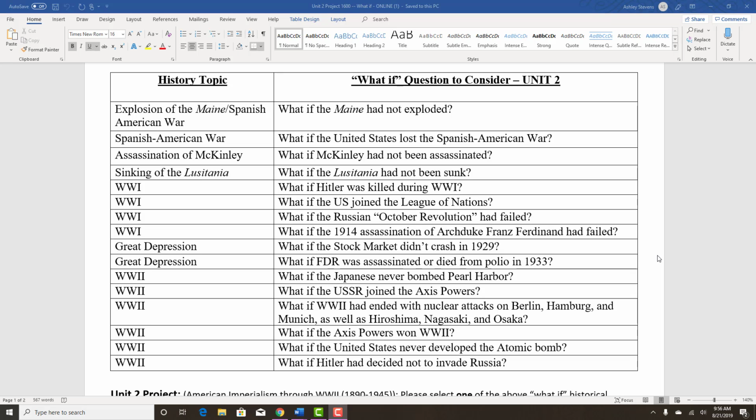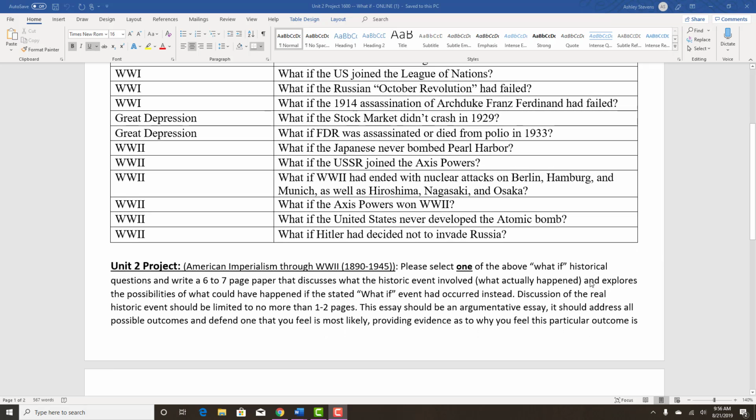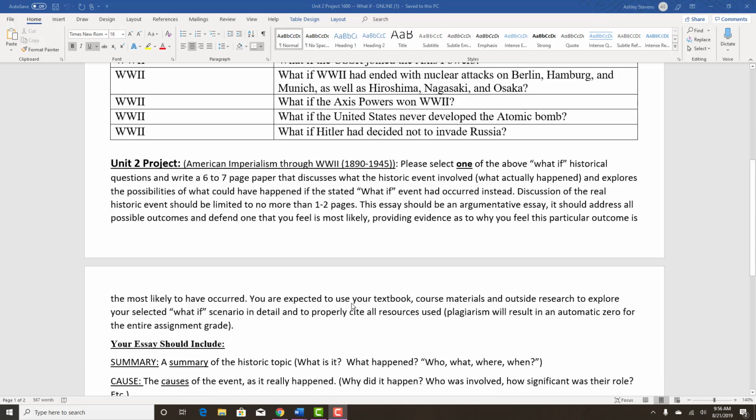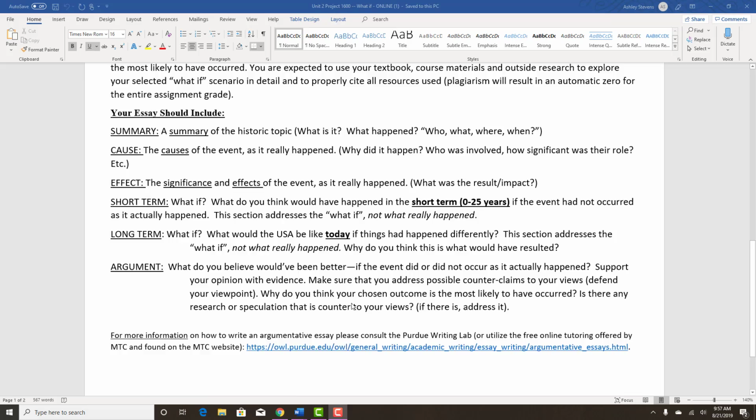Hello everyone. Today we're going to talk a little bit about the Unit 2 What If History Project. This is an essay. It is usually 6 to 7 pages. Sometimes you may have to go over this a little bit. 6 pages is really the minimum that you could possibly have. 6 full pages. Most students actually end up turning in about 8 pages for this assignment, but as long as you cover everything, you should be good.